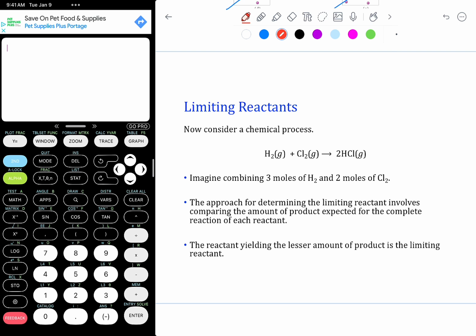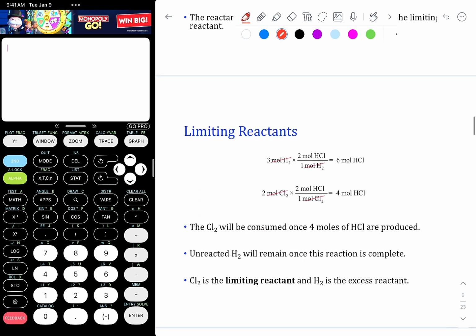So we start off our reaction with 3 moles of H2 and 2 moles of Cl2. Once one of those is used up, that's as much HCl that we can form. So what we can do is use our mole-to-mole ratios to calculate how much HCl would form for each reactant. So the reactant yielding the lesser amount of product is the limiting reactant. So let's look at how we do that.